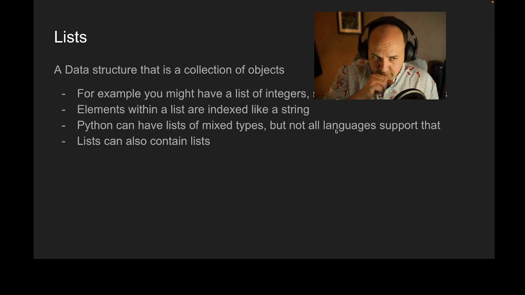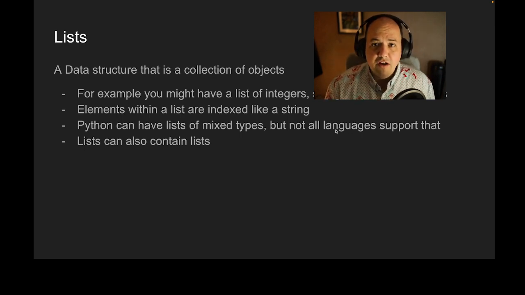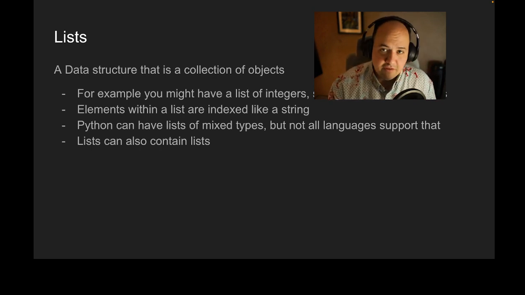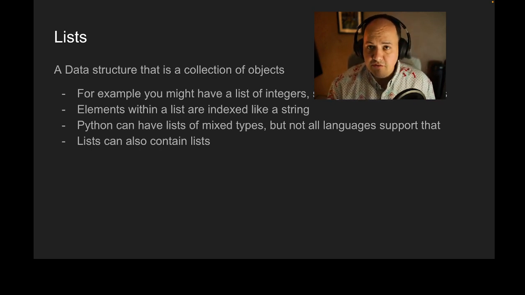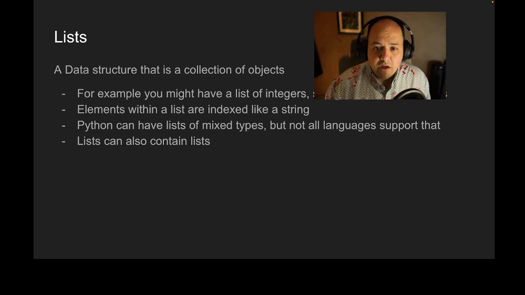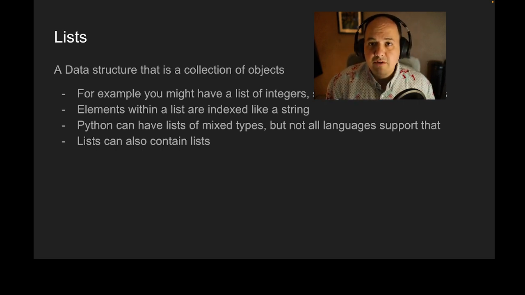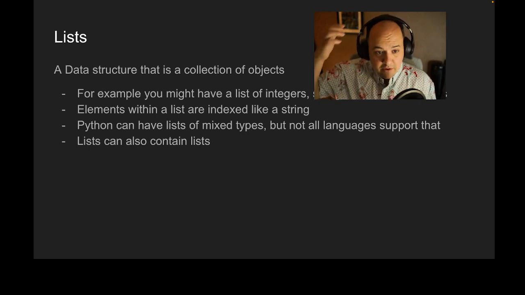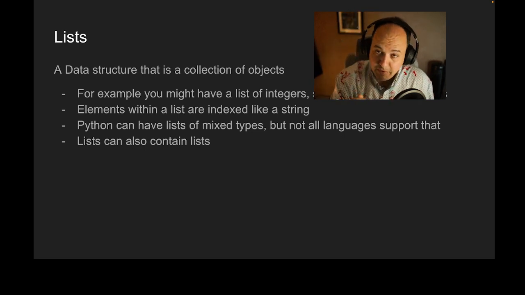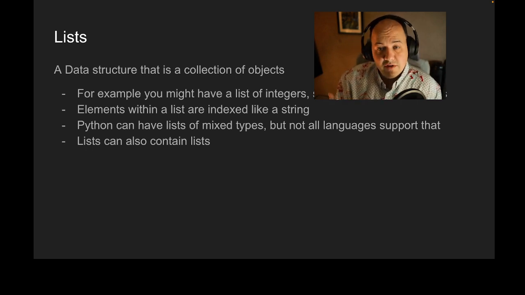So, lists are a data structure that is a collection of other objects or elements, depending on what you want to call them. For example, you might have a list of integers, right? You might have a whole list of individual integer types. You might have a list of strings, a list of booleans, a list of floats. You can have a list of any type. In fact, in Python, you can have a list of mixed types. Now, that's not true for every programming language, but it is something that's convenient about Python. It also can lead to errors, so it's something to be careful of.